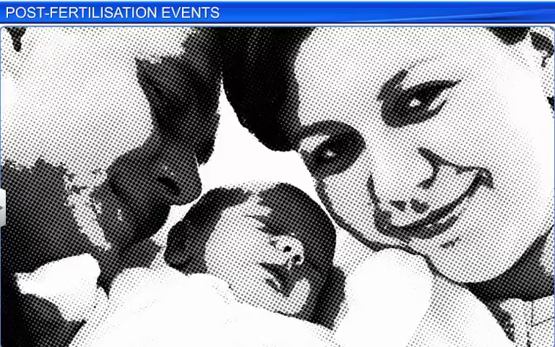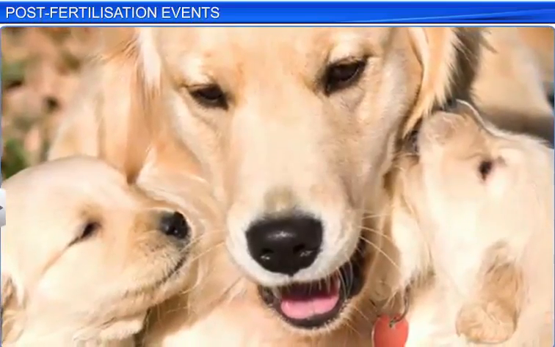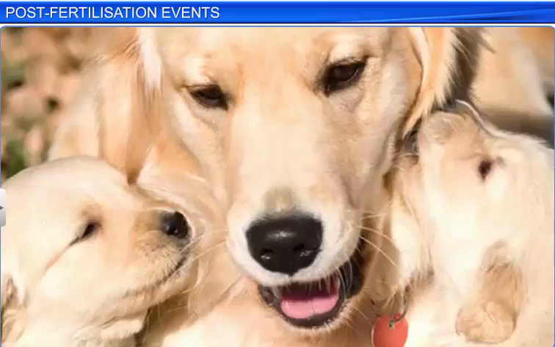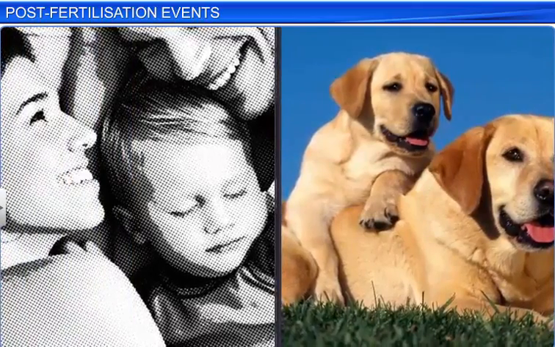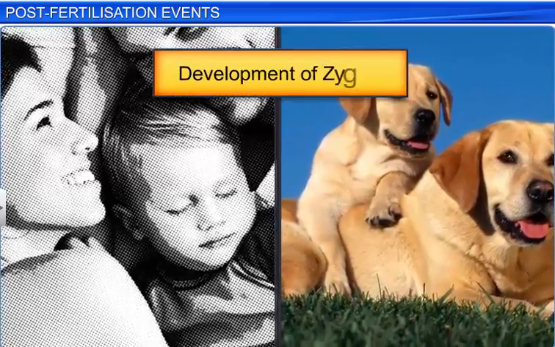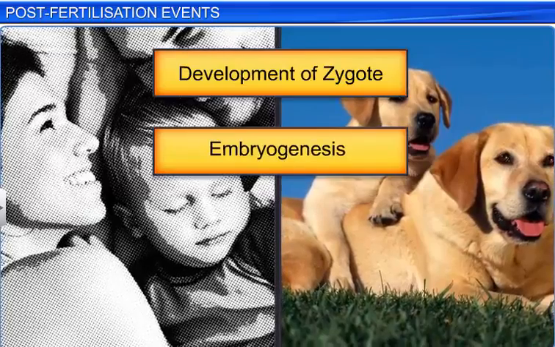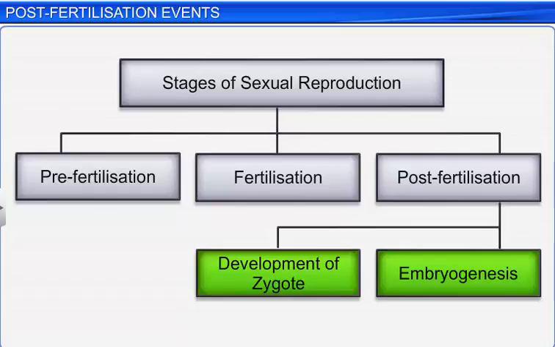The birth of an offspring is perhaps one of the most important and joyous events in the life of a sexually reproducing organism. This event, however, is a culmination of events such as the development of the zygote and embryogenesis. Both these events, incidentally, are the mainstay of post-fertilization, the third stage in sexual reproduction.